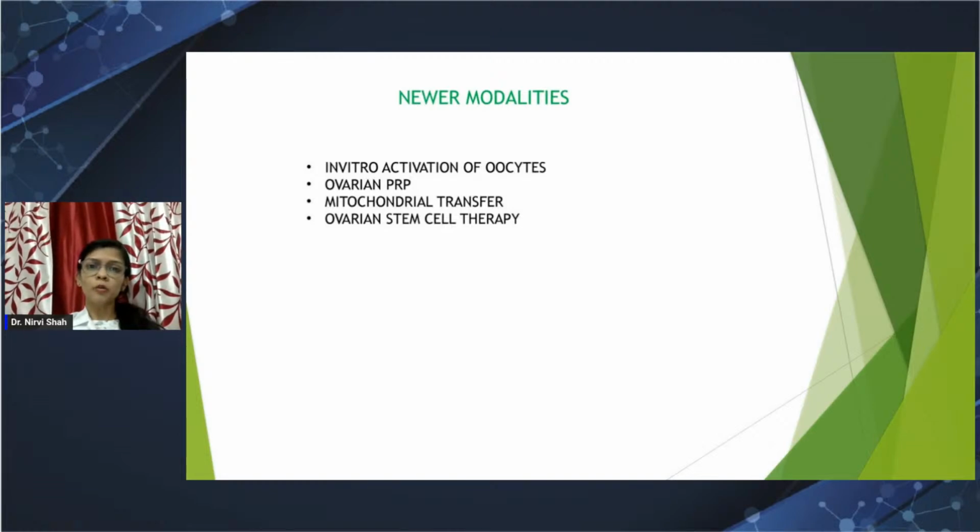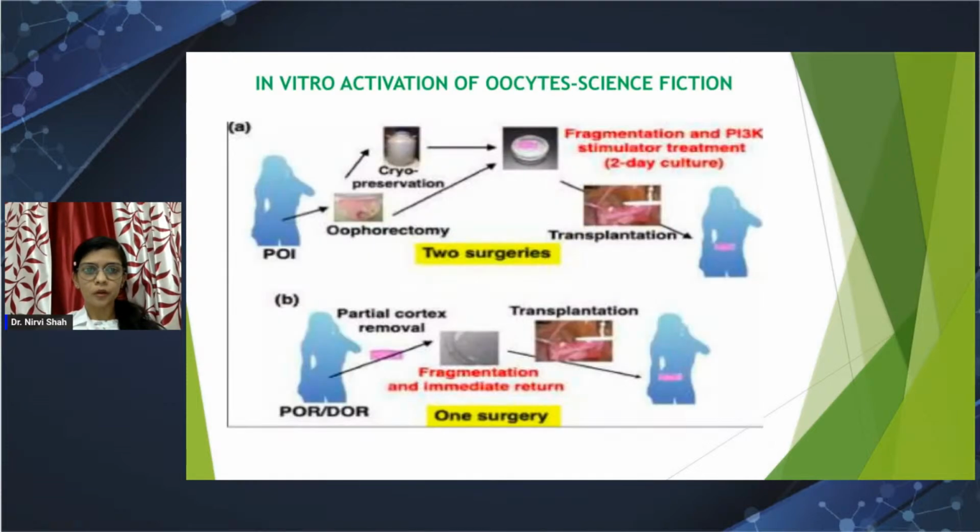So now let's jump to the newer modalities for poor ovarian reserve patients. The first one is the in vitro activation of oocytes, more of science fiction. There have been small studies regarding the same, where oophorectomy is done, cryopreservation is done, then fragmentation and PI3K stimulator treatment for 2 days is done, culture is done, and eventually it is retransplanted back to the woman. If it's a single surgery, then we just remove partial cortex. We do not do the entire oophorectomy, and we do fragmentation and immediate return with a transplantation. However, all of this still needs more research and more studies.